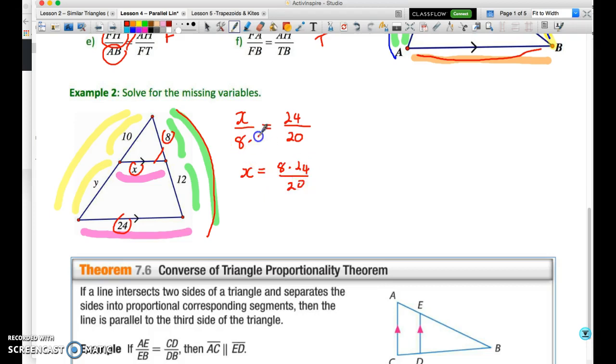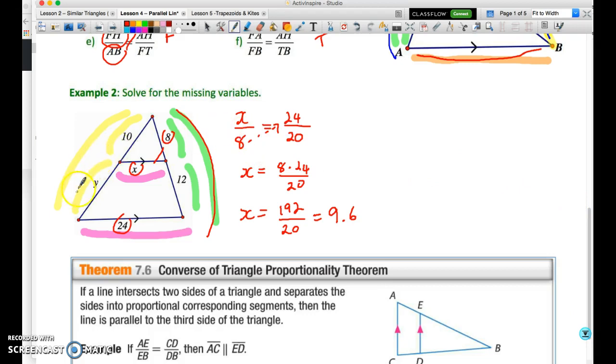So we're cross multiplying or multiplying both sides by 8. And so we'll just clean that up a little. So what's that? 192 over 20, which you can leave like that if you want. You're not required to simplify, but if you did want to simplify, what would that give us? That would give us 9.6, I believe. Yep, I think that's 9.6.